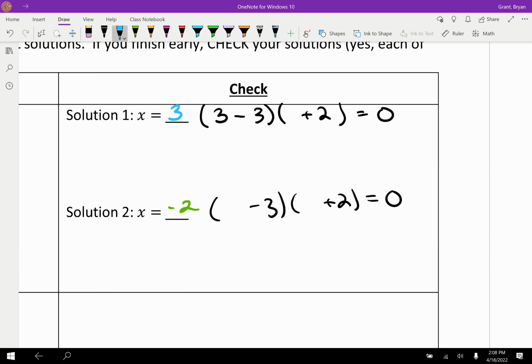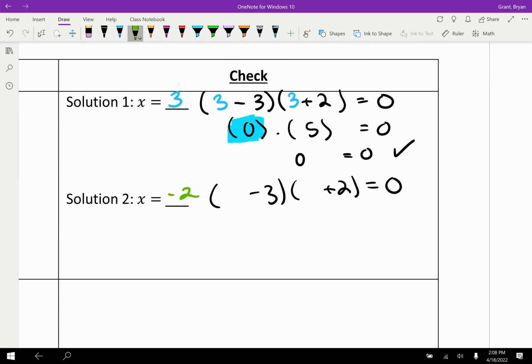It is 3 minus 3 times 3 plus 2. Now to simplify this left side, we're back to PEMDAS. 3 minus 3 is 0. 3 plus 2 is 5. These are attached with parentheses or with multiplication. And 0 times anything, 0 times 5 is 0. Do we see how our answer turned one set of parentheses to 0? So what do you think will happen with the other one?